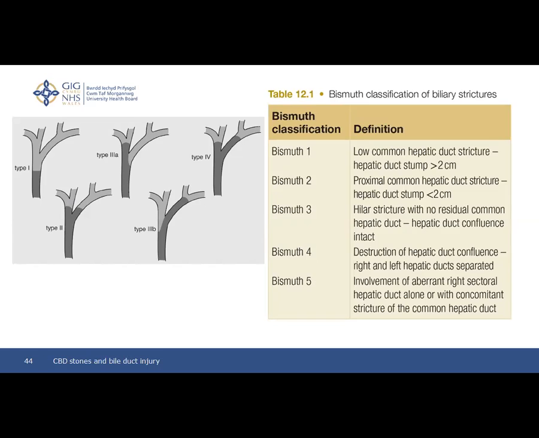If it is less than 2 centimeters, it is type 2. If it is at the level of the confluence, it is type 3. If it is on the right side, it is type 3A. If the stricture is in the left hepatic duct, it is 3B. Type 4 is when the destruction or substance loss happens above the hepatic duct confluence. Involvement of all the sectoral ducts or anything else which enters the liver is type 5. That is the Bismuth classification of biliary strictures or biliary injury.